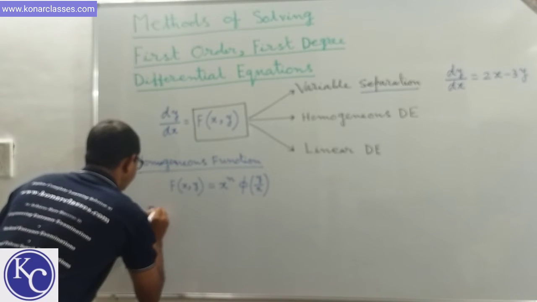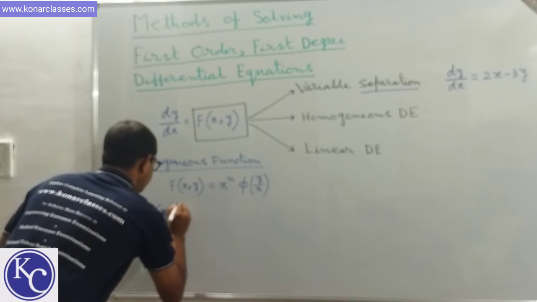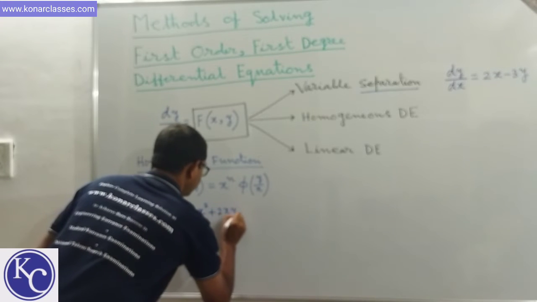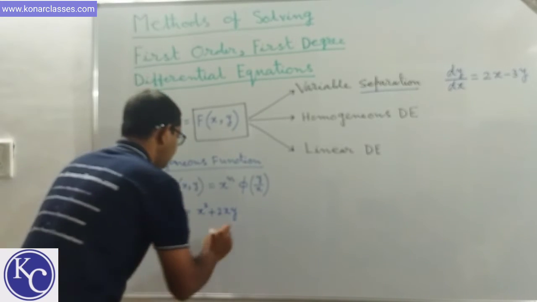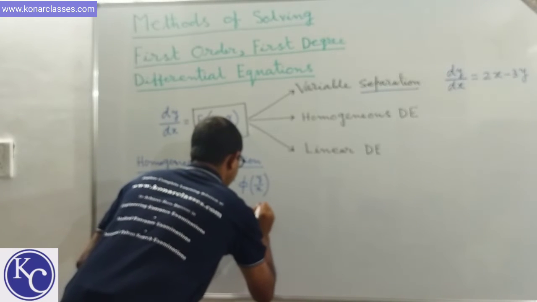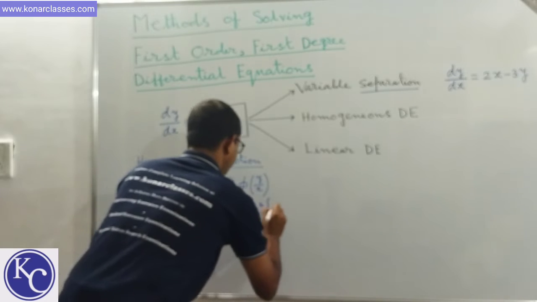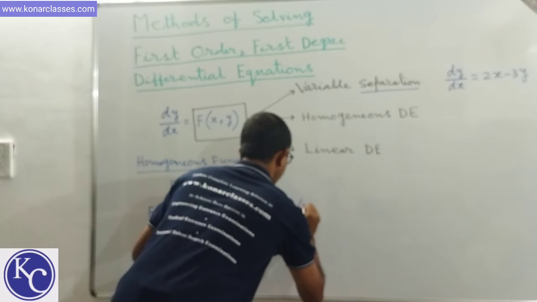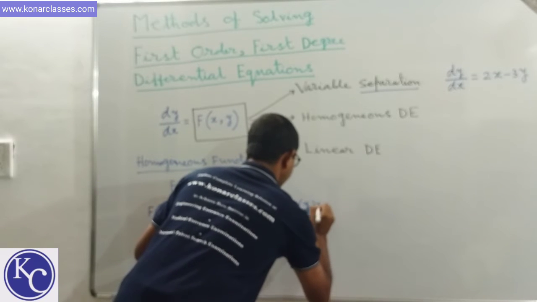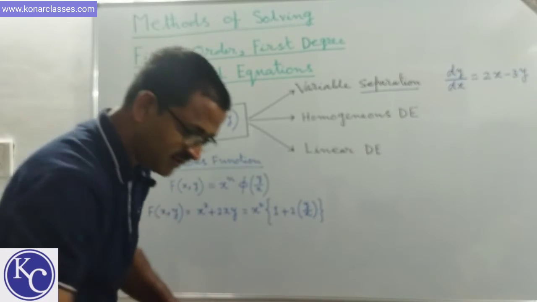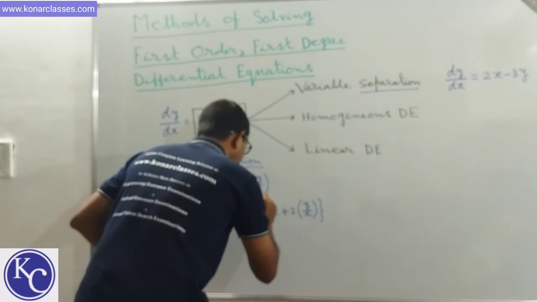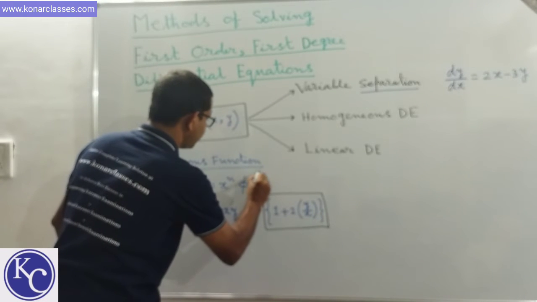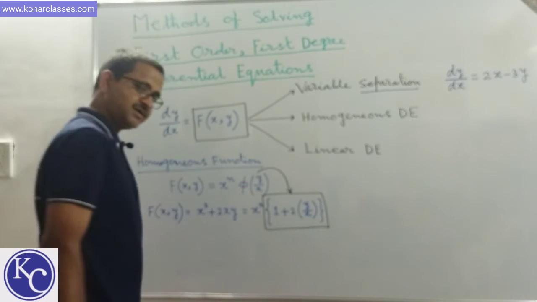Suppose our f(x, y) is equal to x square plus 2xy. So what can we write here? We can take x square common, and what we will get is 1 here and 2 into y by x here. Correct? Now if you see, what is in the curly bracket, 1 plus 2 into y by x, is nothing but a function of y by x, like phi(y by x).